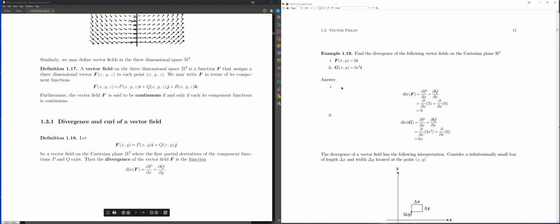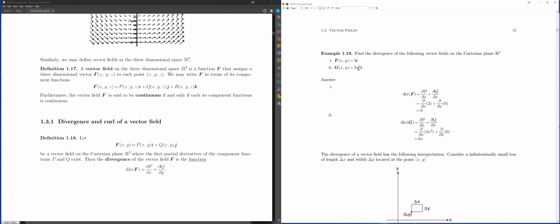Let's see an example of calculating divergence. I have this vector field, big F here, which is 3i, and I want to calculate the divergence. My formula for divergence is ∂P/∂x plus ∂Q/∂y, where P is the x component and Q is the y component. In this case, the x component is 3 and the y component, Q, is 0. To get the divergence, you differentiate the 3 with respect to x, which gives 0. This should be the derivative with respect to y over here, and this should also be the derivative with respect to y. So differentiate with respect to x here and with respect to y over here, and I get 0. The divergence of this constant vector field is 0.